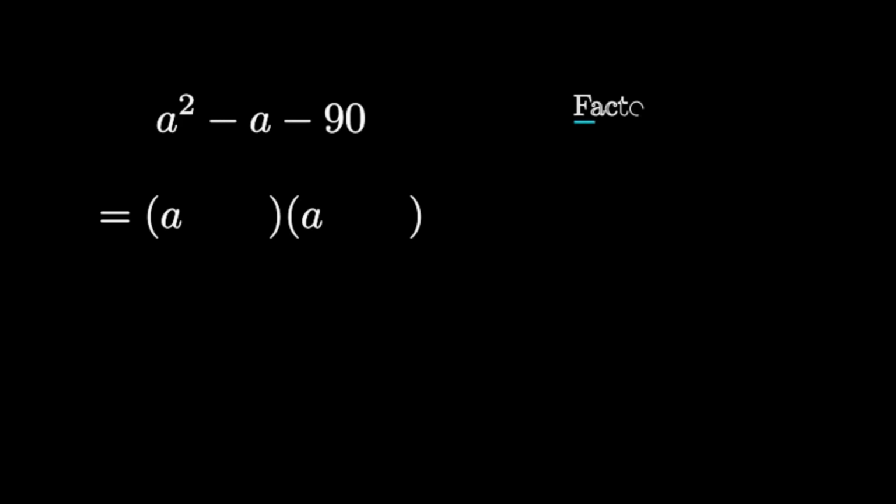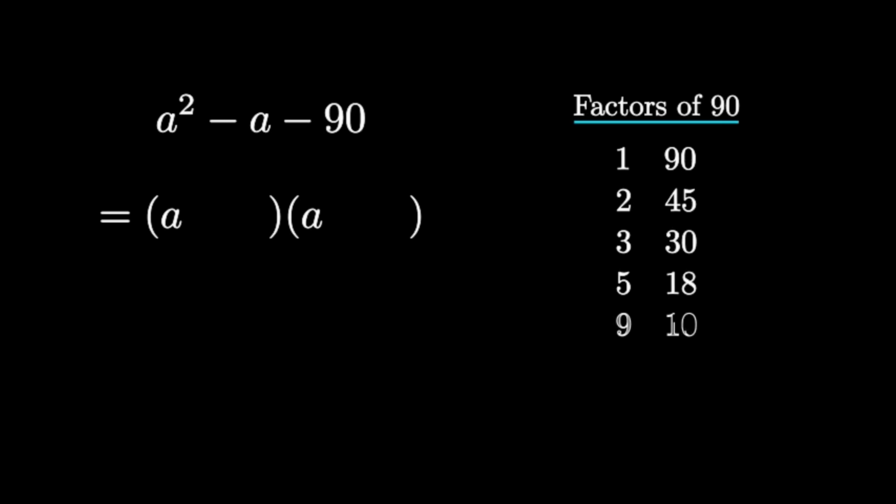90 has a lot of factors, so you either want to think about or write out the factors of 90. Well, we got 1 and 90, 2 and 45, 3 and 30, 5 times 18, 9 and 10. I need to make the thing in the middle, -1. There's no number in front of that a either. So 9 and 10 would be the pair.